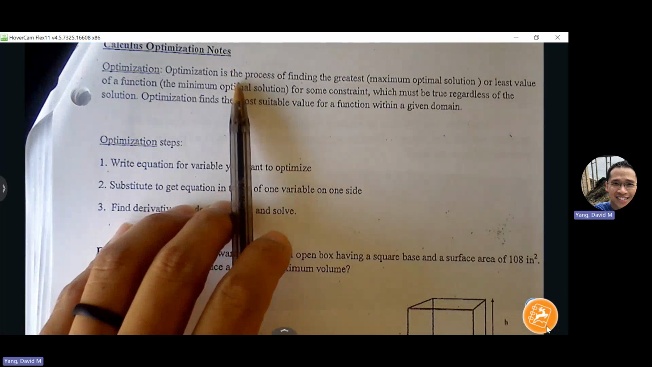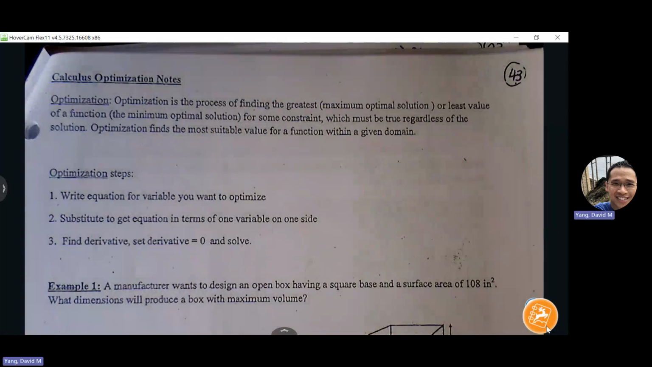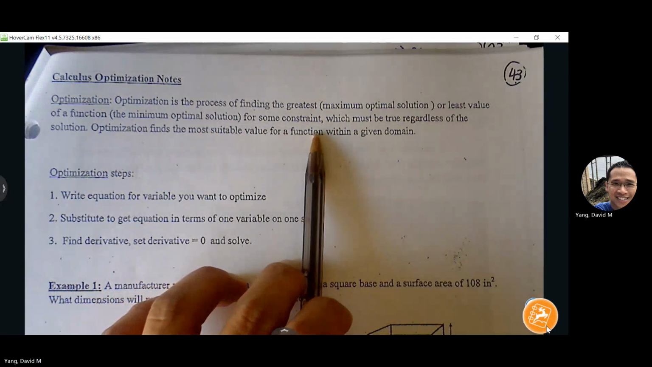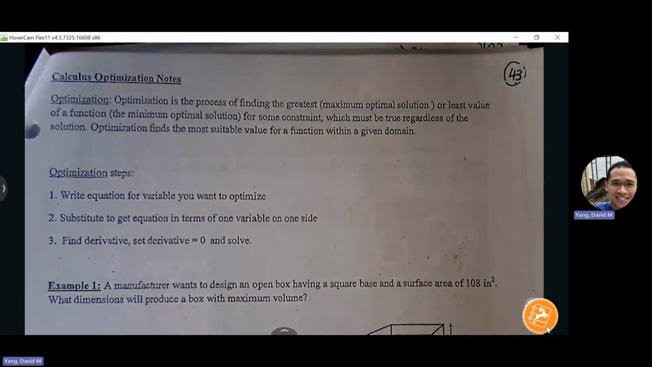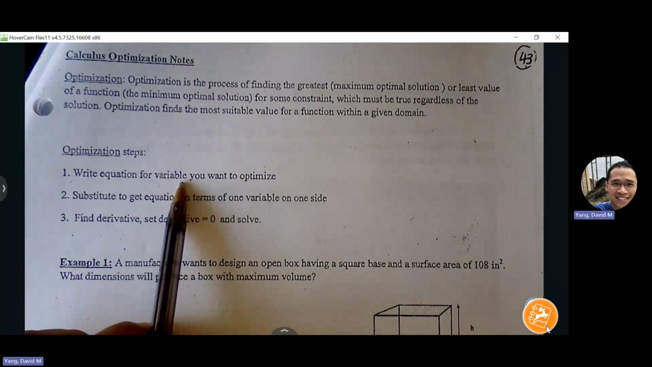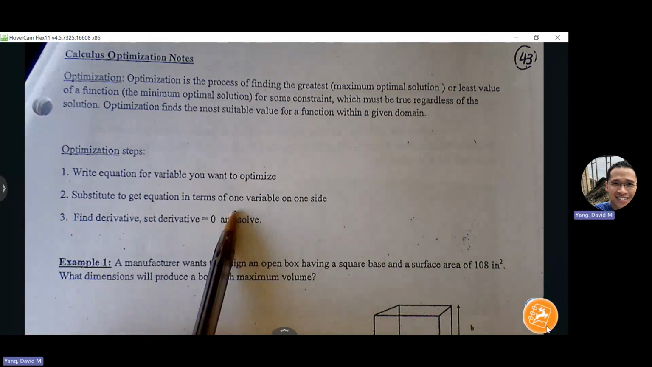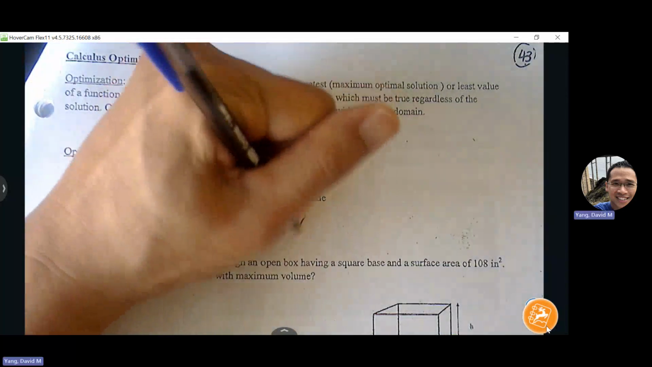Okay, optimization is the process of finding the greatest or least. Either you're looking for the maximum optimal or the minimum optimal solution, for some constraint, which must be true regardless of the solution. Optimization finds the most suitable value for a function within a given domain. So here are the steps. You're going to write the equation for the variable you want to optimize. Substitute that equation down to one variable. And then you're really just setting f prime equal to 0.